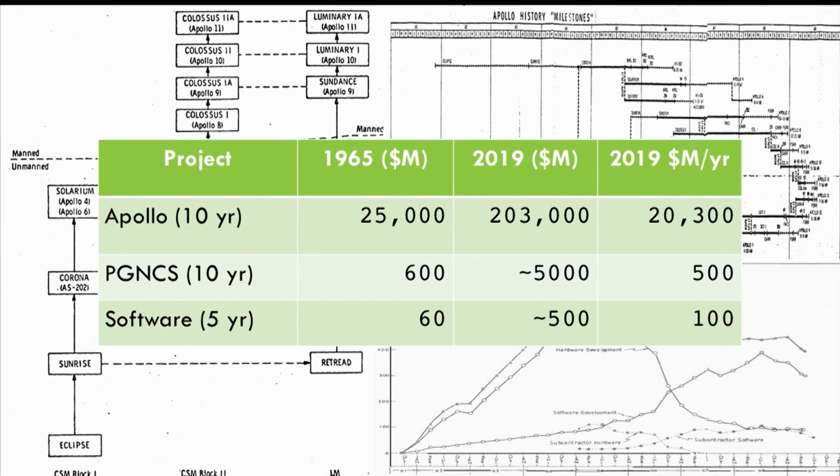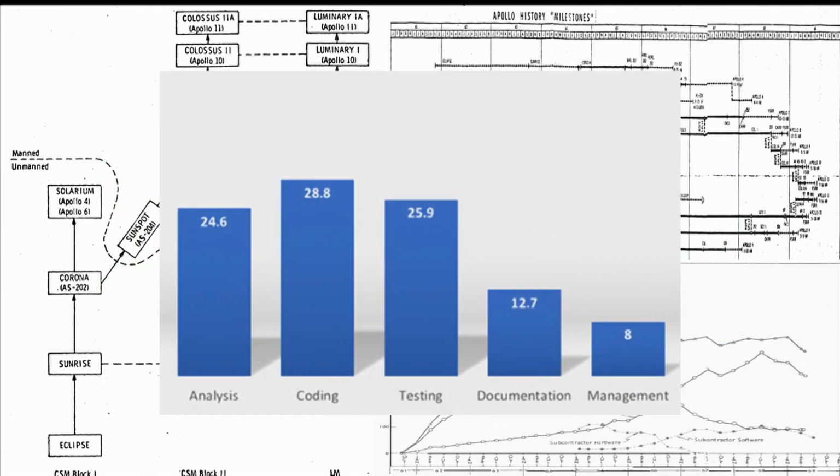And then just the software effort was $60 million, but pretty much that was compressed into 5 years. So that's about $100 million a year in today's dollars. So it's a pretty big effort. This is a relative amount of cost for analysis, coding, testing. I've hid some of the testing costs here, so it gets a little bit more realistic.